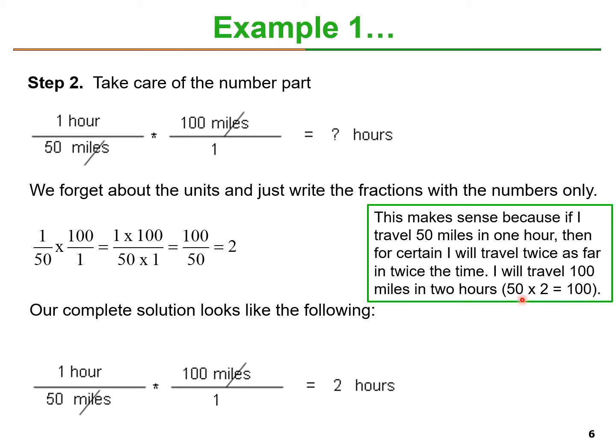Every hour I travel 50 miles, and if I travel 2 hours, then I must travel 50 plus 50, or 50 times 2, which is 100 miles. Always ask yourself, does this answer make sense?